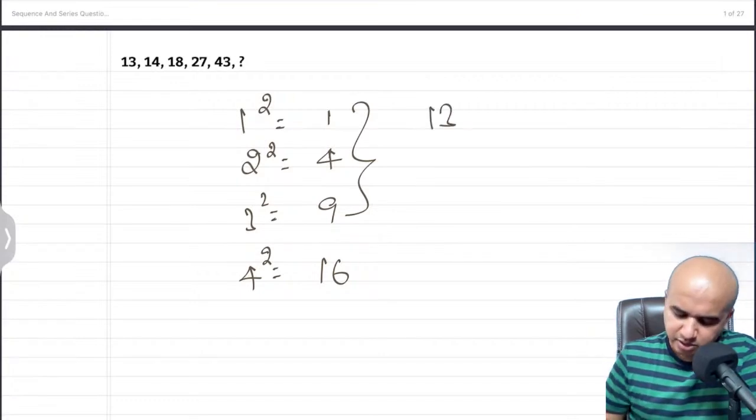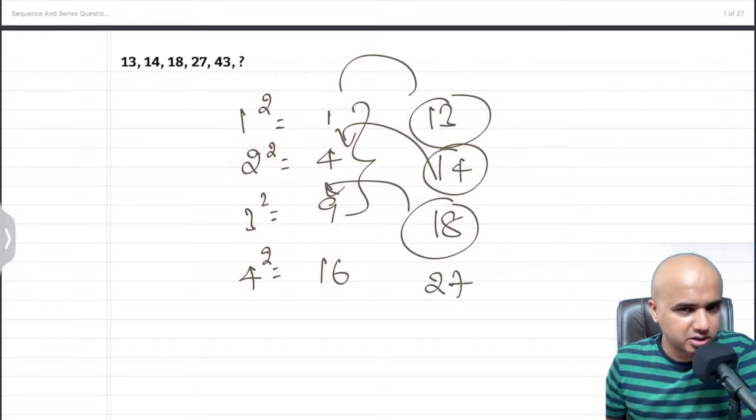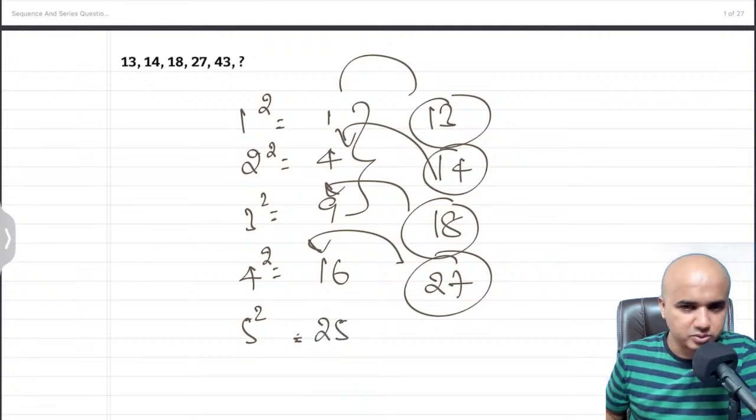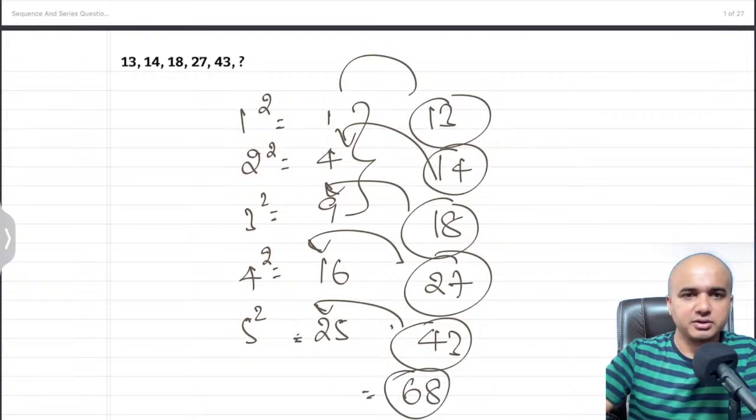13, if I consider that plus this 1, 14, then the next number is 14, right? So that plus this would be 18, correct? Then 18 plus this would be 27. Now it makes sense. So 27 plus 16 would be 43. That is also fine. So here it will be 5 squared, 25. 43 plus 25. So if you add 43 to 25, you will end up getting 68. Okay, now it makes sense.